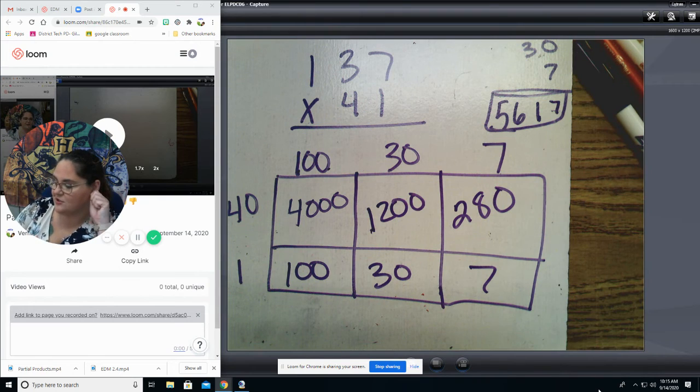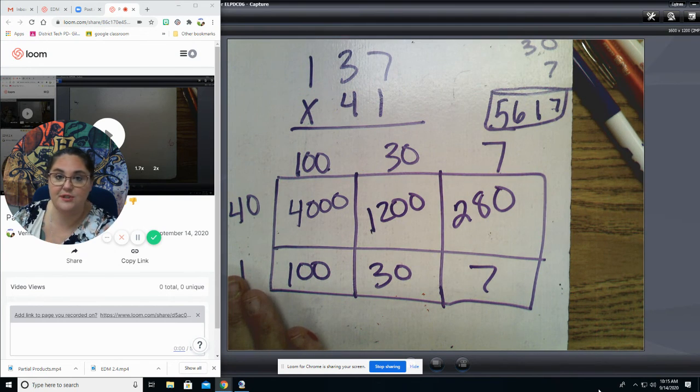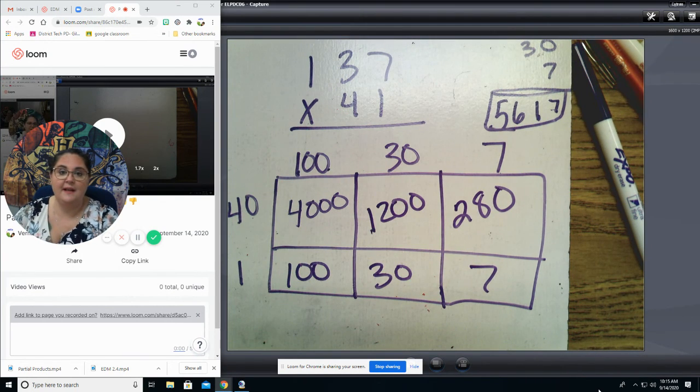Be careful, take your time, make sure when you're adding that you don't make simple mistakes. That is probably where most of the errors come, when you add the things because you don't have them lined up or you don't carry the numbers that you need to. So this is a good way if doing expanded form is easier for you.